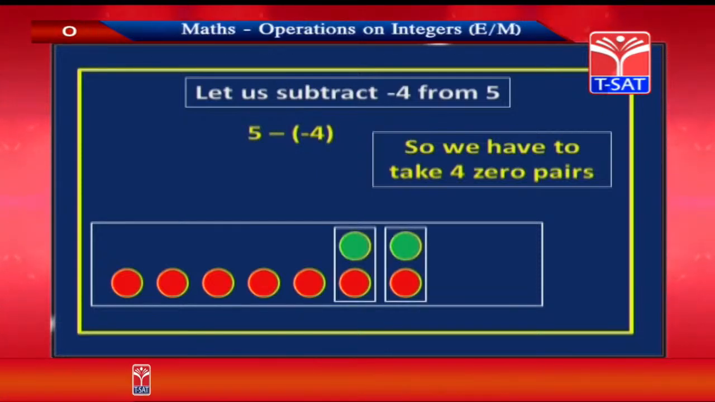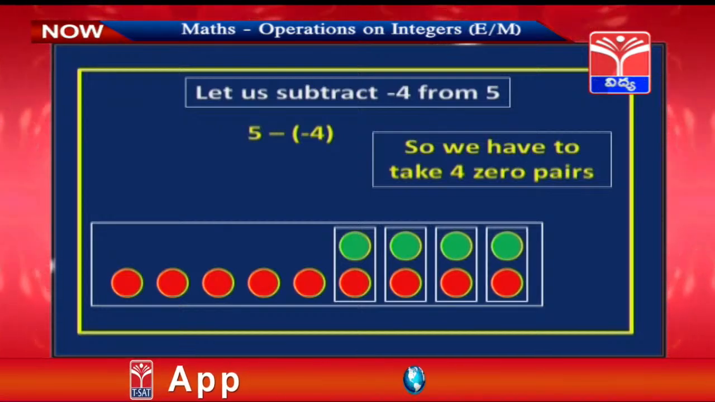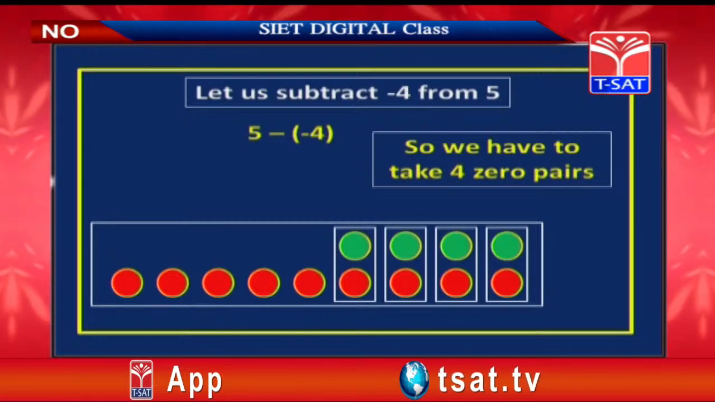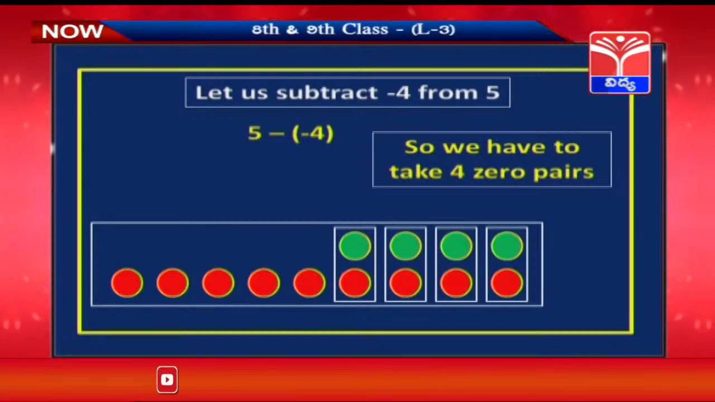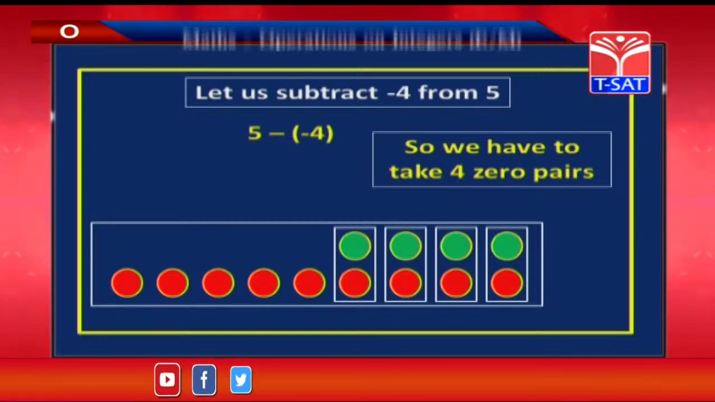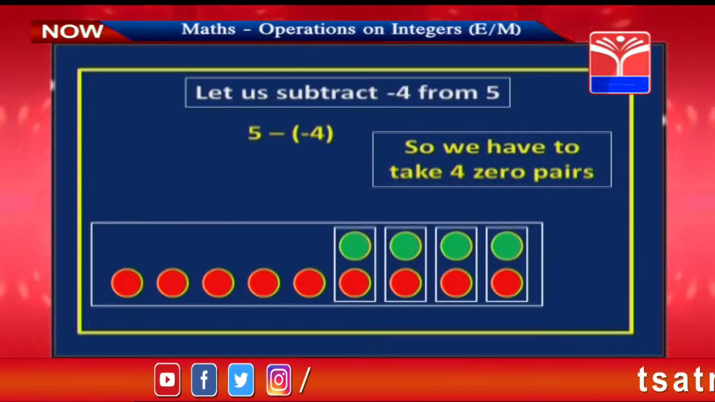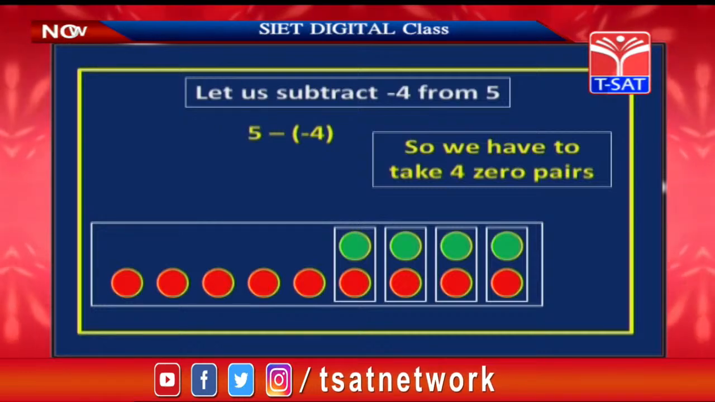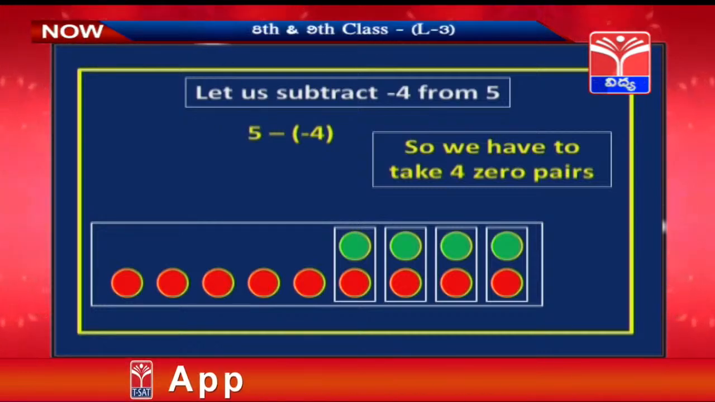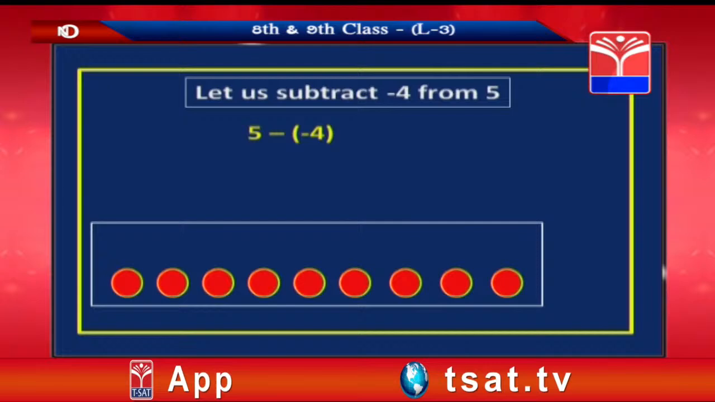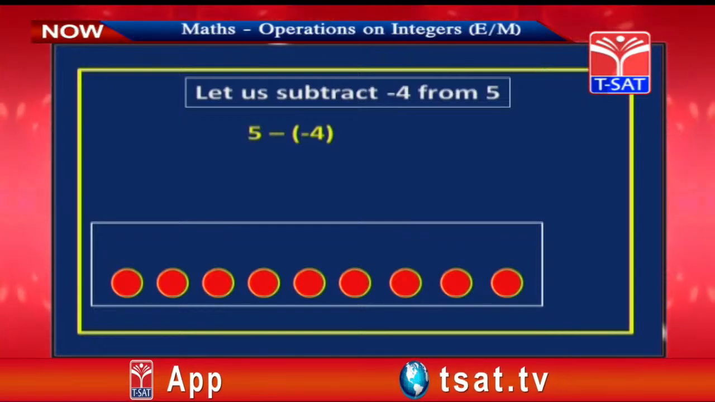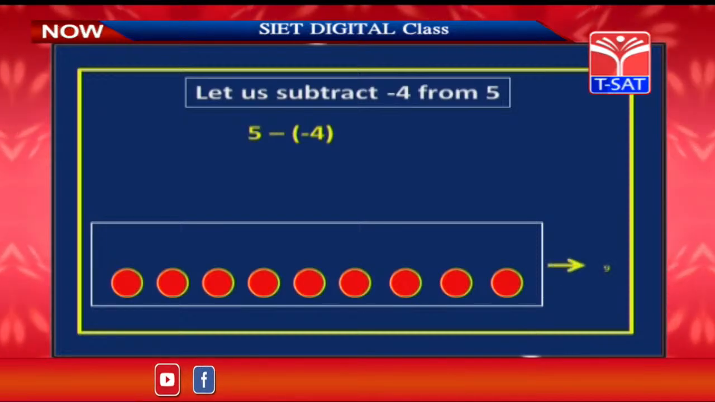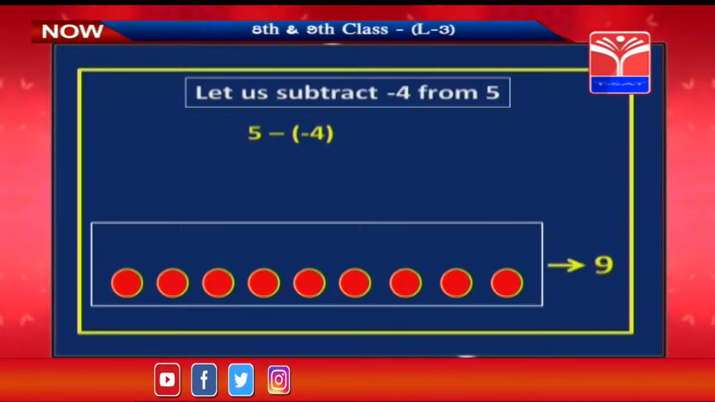You can see 1, 2, 3 and 4. Now, out of these 4 zero pairs, how many are there with green color here? 4, means 4 negative numbers, isn't it, children? So, each represents minus 1, then all those 4 represent, yes, minus 4. So, if I remove these 4 green coins, now what is left? Yes, absolutely right, children. We are left with 9 red coins.